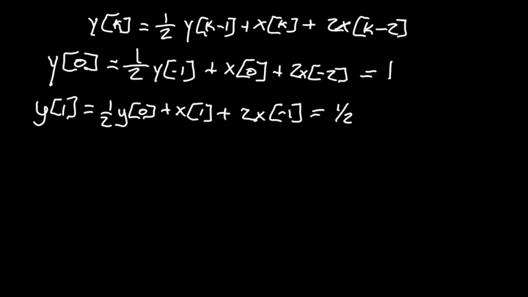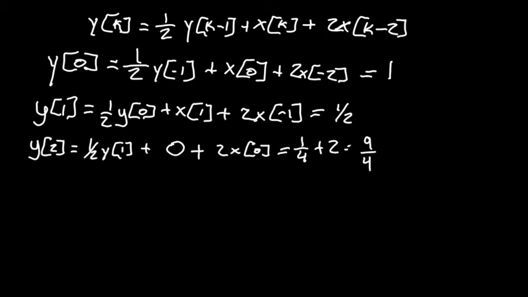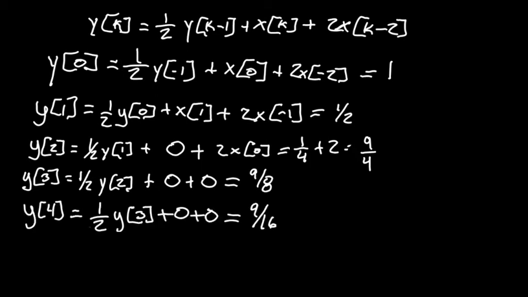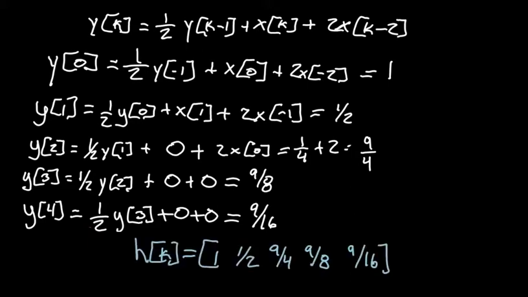Y of 1, we do like we just did before on y of 0, and we'll get 1/2. Following the similar steps that we just did, y of 2 will equal 9/4. Y of 3 equals 9/8. And finally, y of 4 will equal 9/16. And since this is the impulse response we're finding, our final answer will be h of k equals 1, 1/2, 9/4, 9/8, and 9/16.